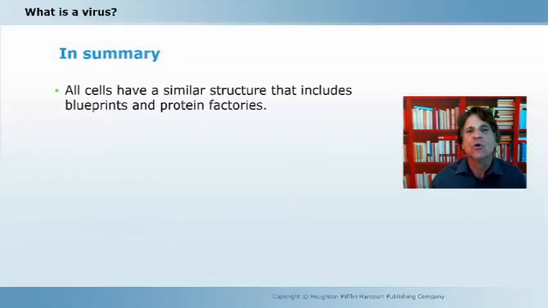So in summary, let's examine what we looked at in this lesson. First off, we found that all cells have a similar structure that includes blueprints. Remember those nucleic acids that are maintained inside the nucleus, and also protein factories, cell organelles that scientists call ribosomes. And when the blueprints go from the nucleus to the ribosomes, to those protein factories, the protein factories then assemble the proteins needed by that cell.